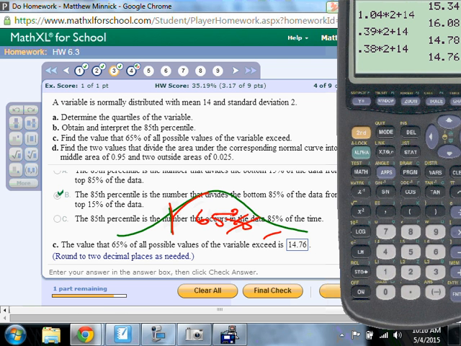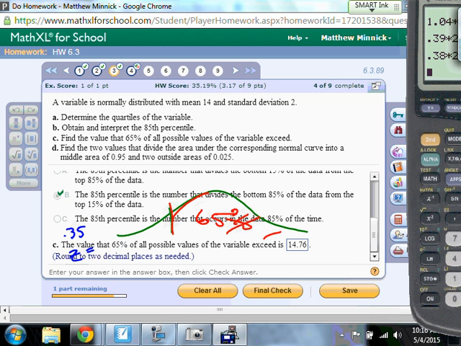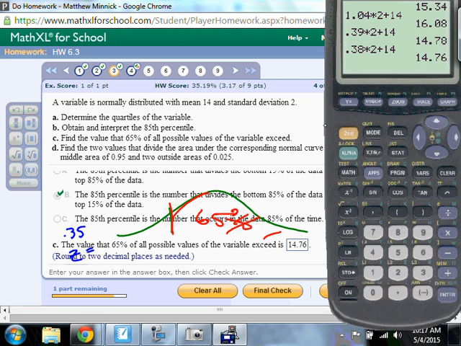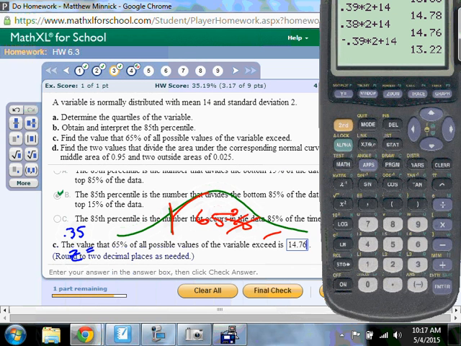So I'm actually going to look for the z-score that goes to an area of 0.35. It's going to be negative something, and it should be negative 0.39. Let's see. Yeah, it's the negative 0.39. So negative 0.39 times 2 plus 14 should be 13.22. I was looking at that the wrong way.